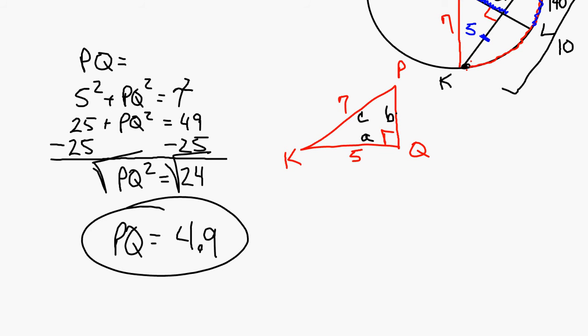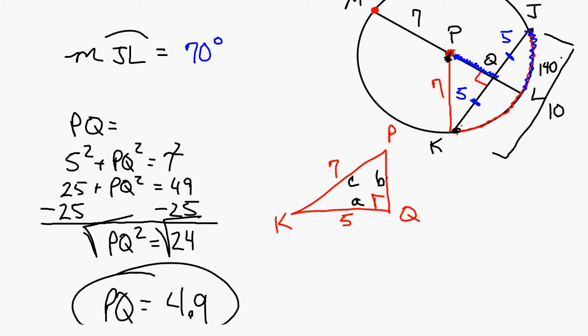Does everybody see how to do that? Alright, in order to find the third side, or in order to find P to Q, you've got to add this line, or this segment, or this radius to form this right triangle. And once you form that right triangle, you can use the Pythagorean Theorem to find the missing segment. Does that make sense? Alright, good.